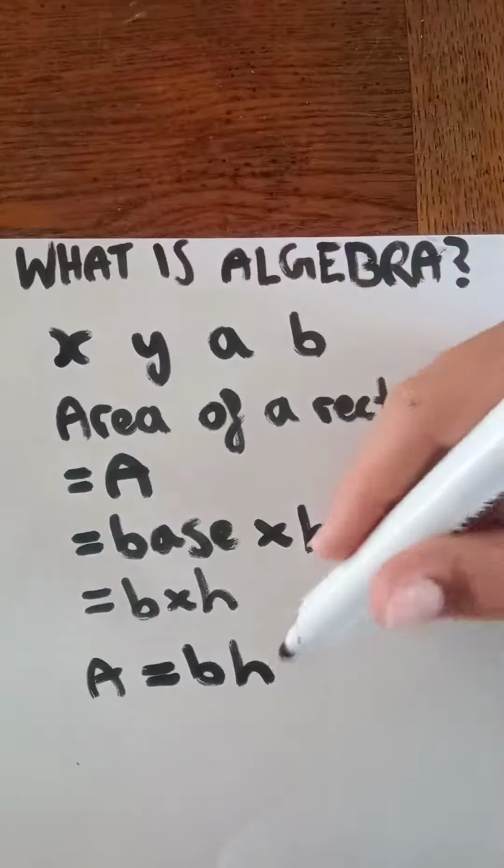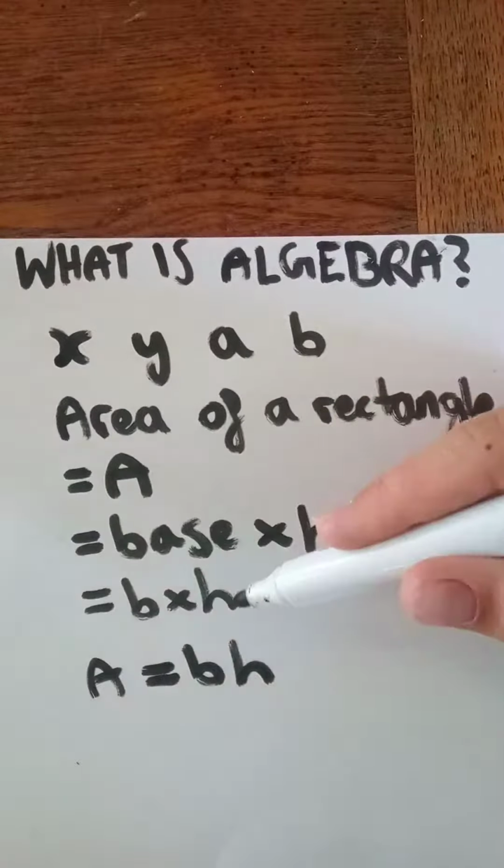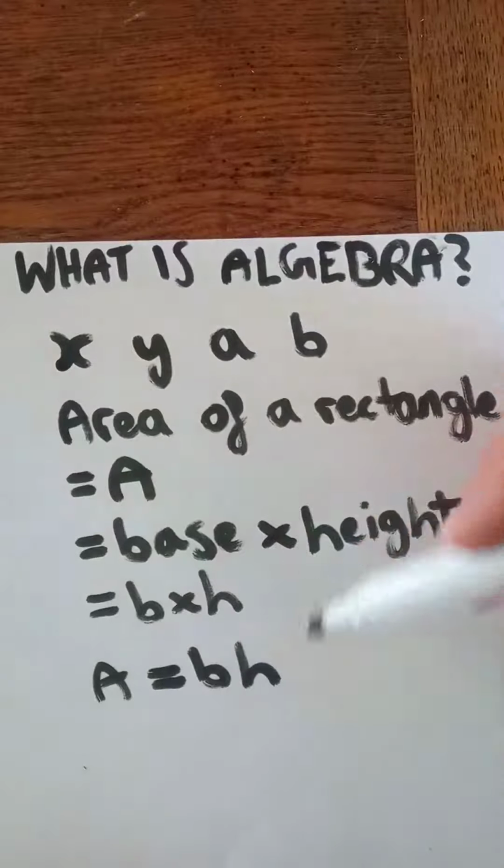You may see it written as this, BH without the times. This is the same thing and just means B multiplied by H.